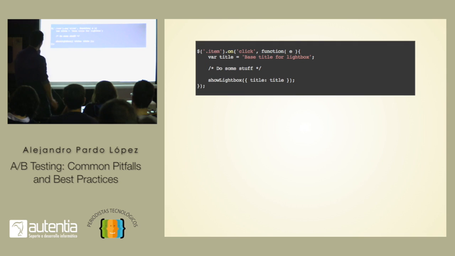So this is a typical example that we use quite a lot. You've got an item that when you click, you've got a title for a lightbox, and then you show a lightbox. And you pass this object, title, this is the title. Simple thing.